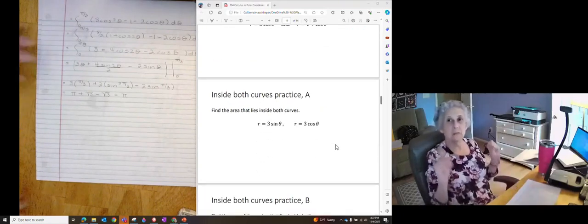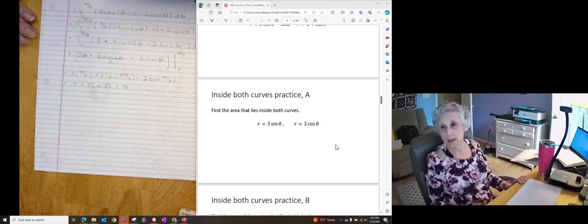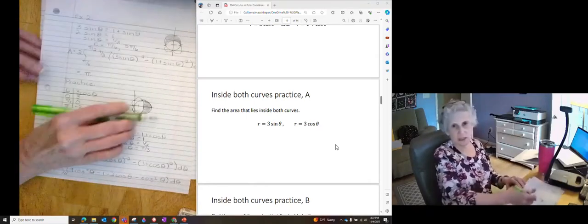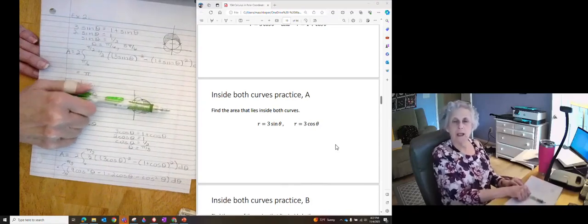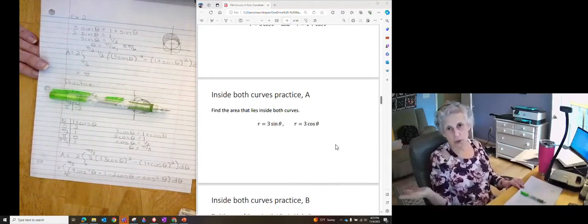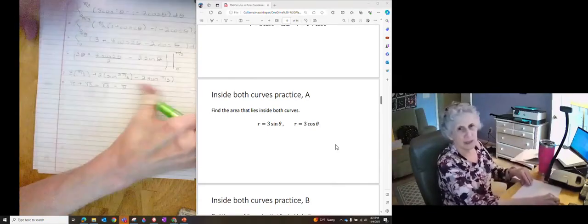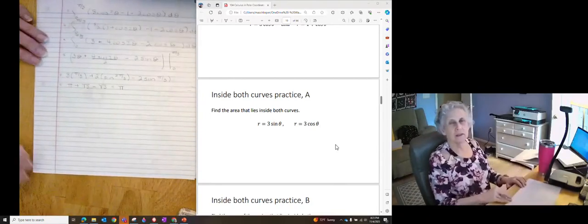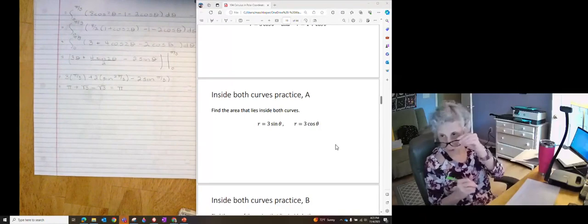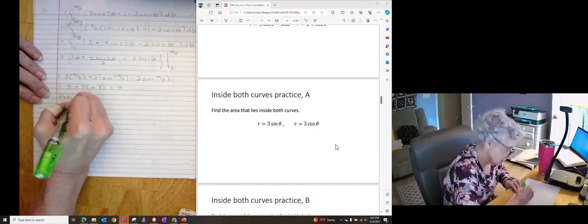Now, inside both curves, I think these are the most challenging. We want to find the area that lies inside both curves. So when you're finding what lies inside one and outside the other, it's kind of like the area between two curves in Cartesian coordinates, because you're doing an outside minus an inside. When you're doing inside two curves, there's more logic to it, and you have to really draw the picture. So let's draw the picture. And this is inside both curves, practice A.